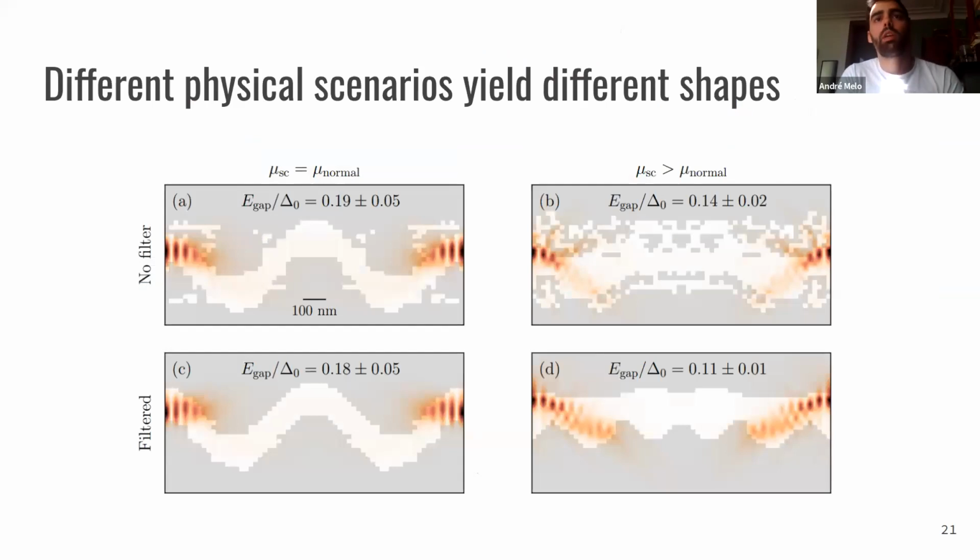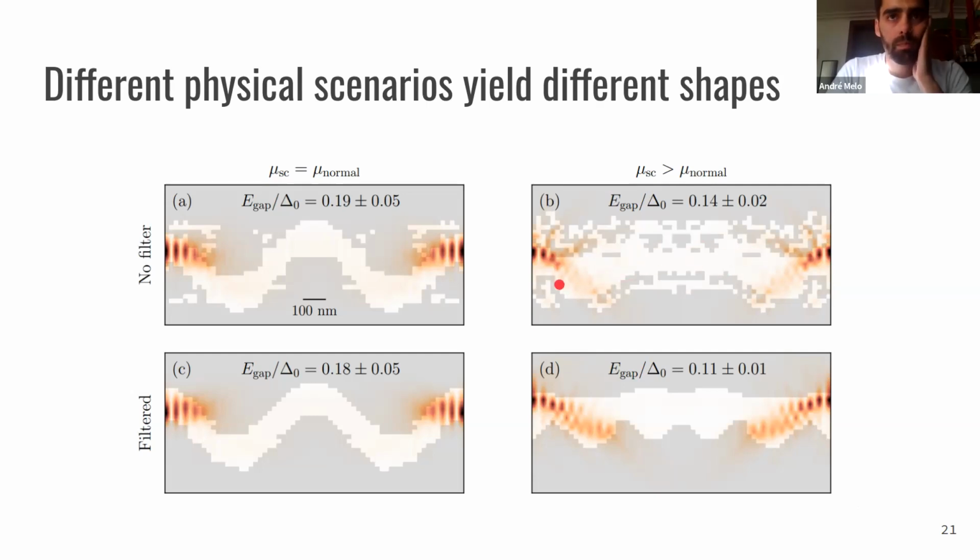And then finally, we introduce variation in the physical scenario that we're optimizing to see if we can get a different shape. In particular, we introduce a chemical potential mismatch between the normal region and the superconducting region. That's to simulate a finite work function difference between superconductor and normal regions. We first run the optimization in that scenario without a filter. And here it's quite interesting. The optimizer converges to a completely disordered shape.